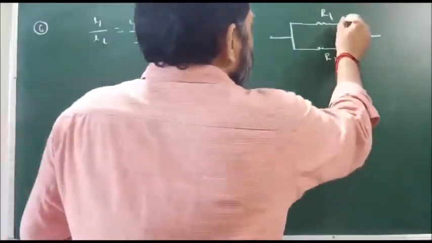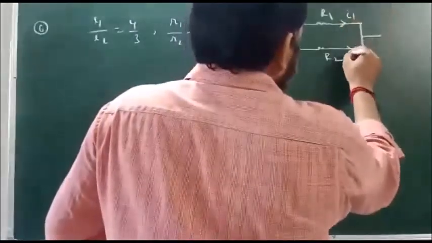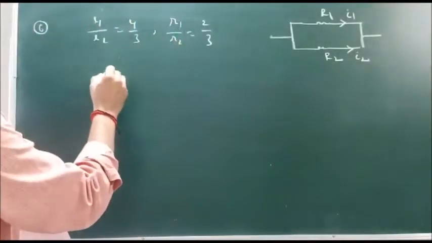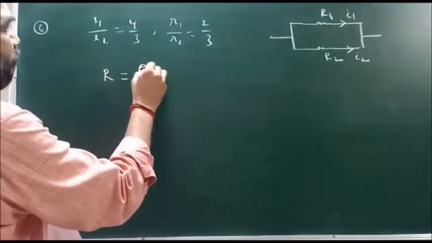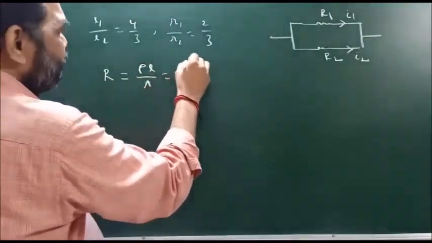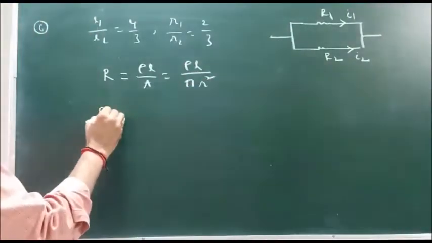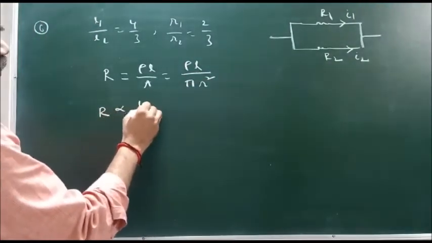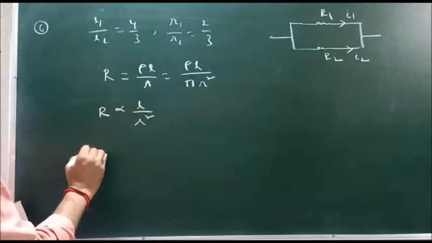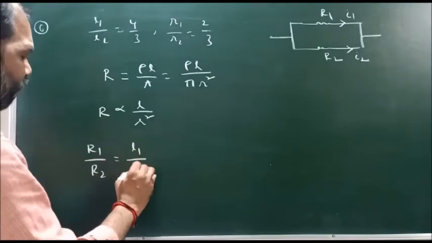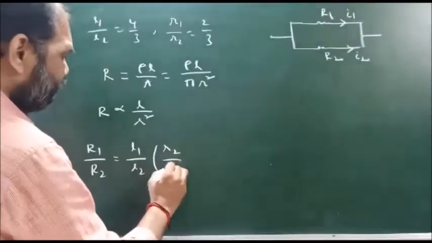Let the resistance of the first wire be R1 and the resistance of the second wire be R2. Let the current passing through the first wire be I1 and the current passing through the second wire be I2. We know that the resistance of any wire R is equal to rho L by A, which we can write as rho L by pi r square. From this, R is directly proportional to L by r square. From that, we can write R1 by R2 is equal to L1 by L2 into r2 by r1 whole square.